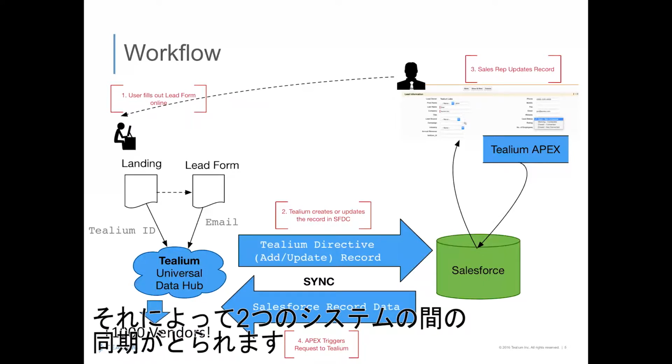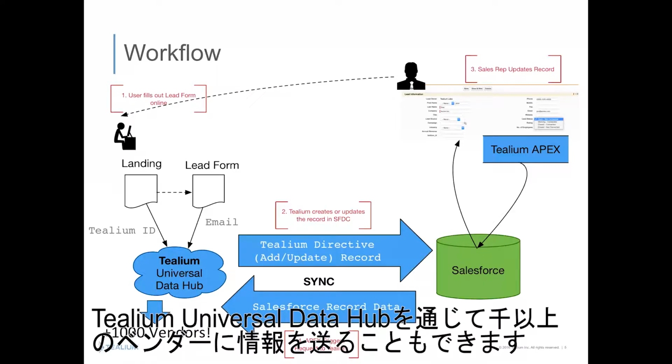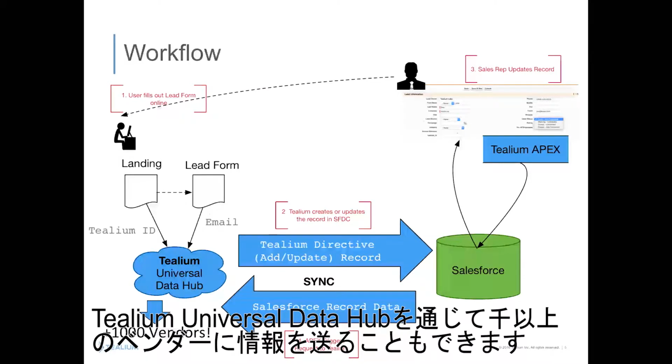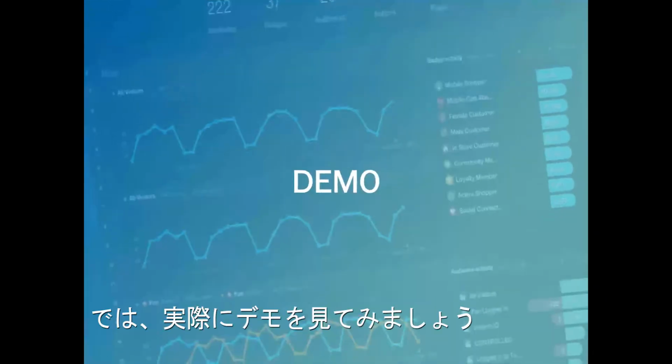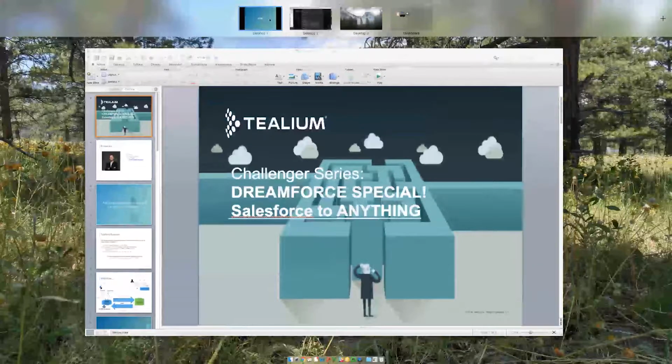And of course, once it's in Telium's Universal Data Hub, we've got 1,000 plus vendors that we can make it work with. Let's go ahead and take a look at this.